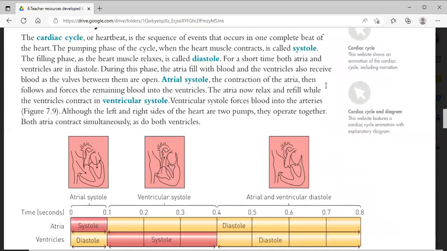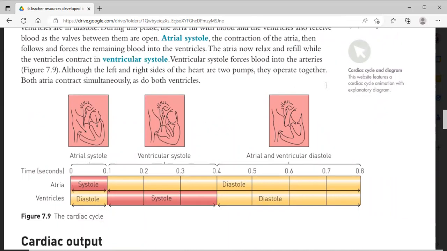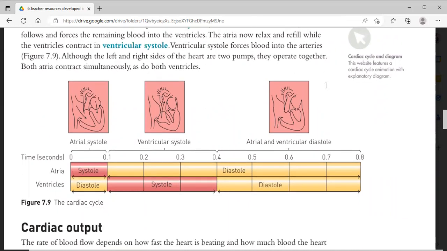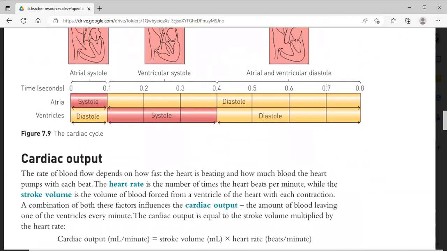The cardiac cycle is given. It has various phases: systole, when the heart muscles are contracting, and diastole, when the heart muscles are at rest, relaxing. Atrial systole means the atria are contracting and pushing the blood towards the ventricles. Ventricular systole means the ventricles are contracting and pushing the blood into their respective arteries.